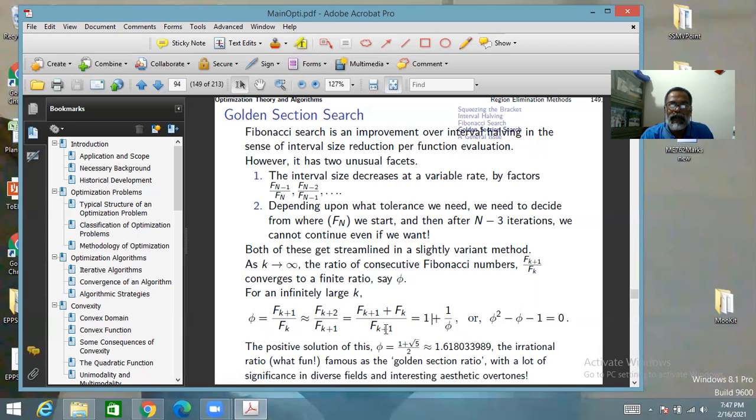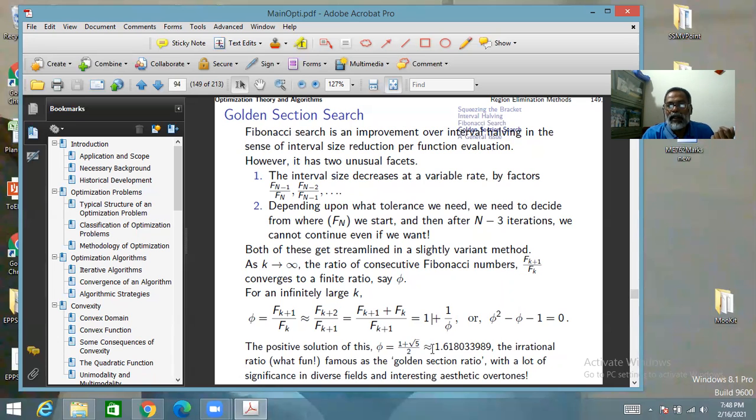And this is Fk by Fk plus 1. Reciprocal of this, that is 1 by phi. So if you equate phi to 1 plus 1 by phi, then multiply with phi, you get phi square equal to phi plus 1, or this. Now that means the constant ratio to which this tends, that ratio phi, will satisfy this quadratic equation.